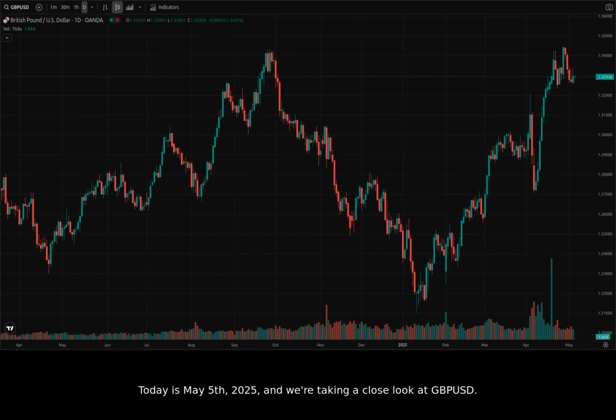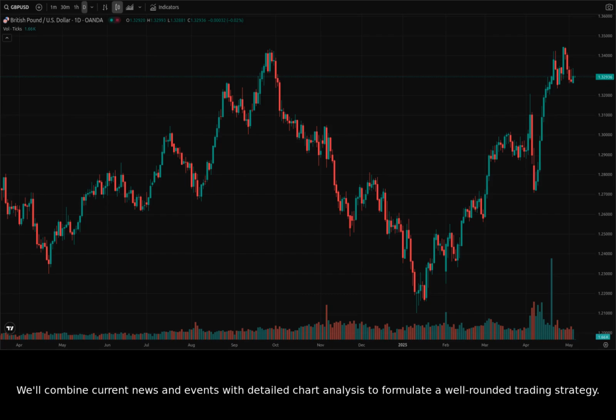Today is May 5th, 2025, and we're taking a close look at GBPUSD. We'll combine current news and events with detailed chart analysis to formulate a well-rounded trading strategy.